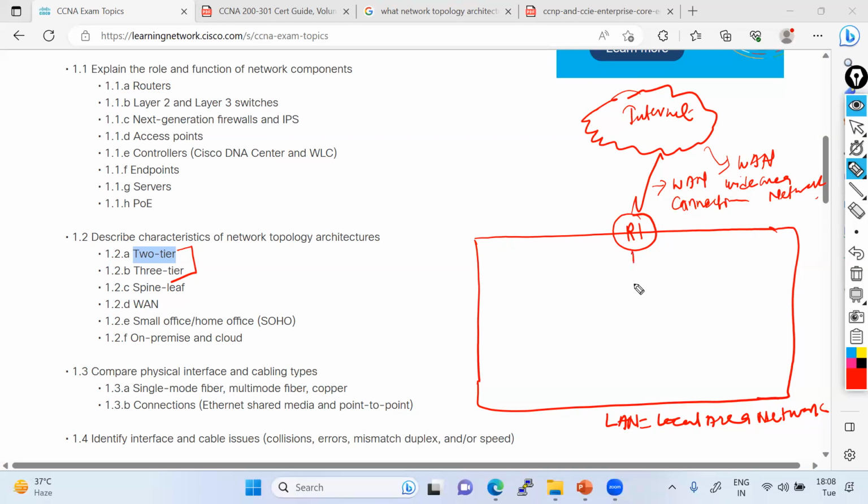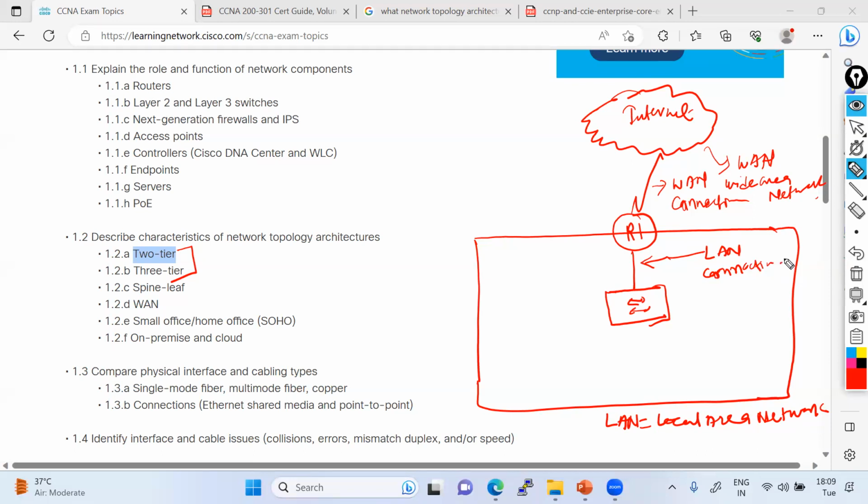But behind the router, we require a switch. This is very small, and below this switch, different devices can be connected. This is known as the LAN. You can take this as a LAN connection. So we have a WAN connection, and we have a LAN connection.